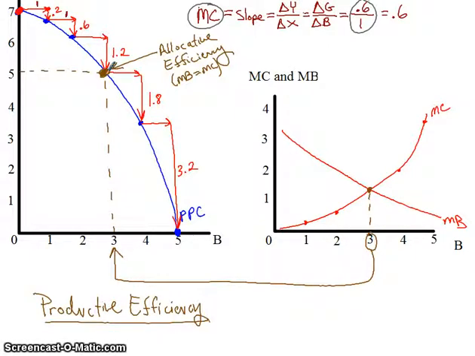And so Robinson Crusoe will maximize utility at 3 butter and 5 guns, given that that's his marginal benefit curve. We'll talk more about this on the next podcast.